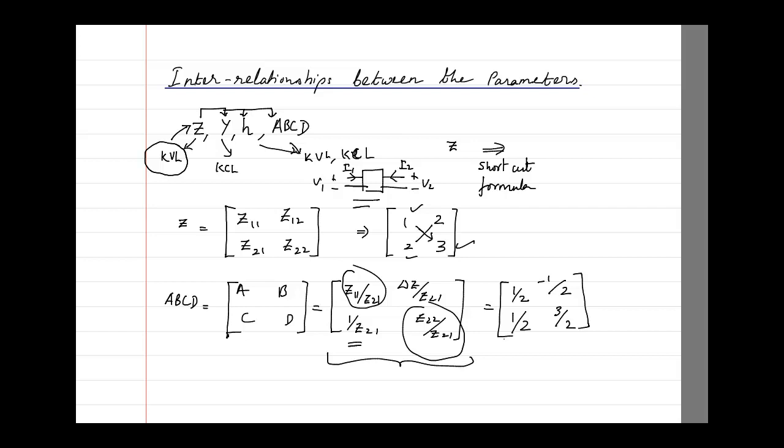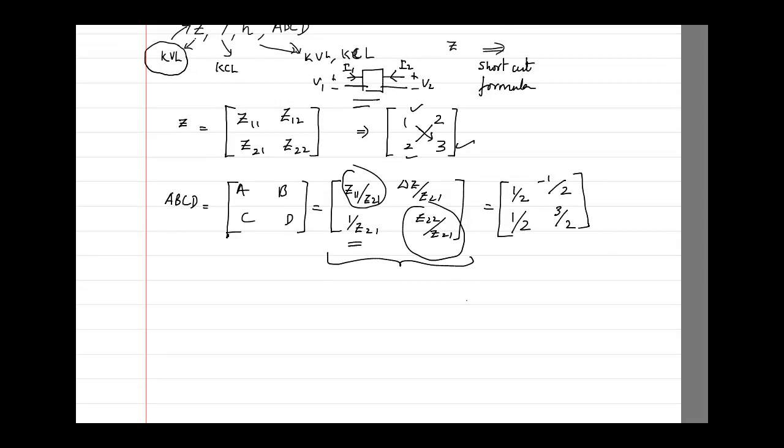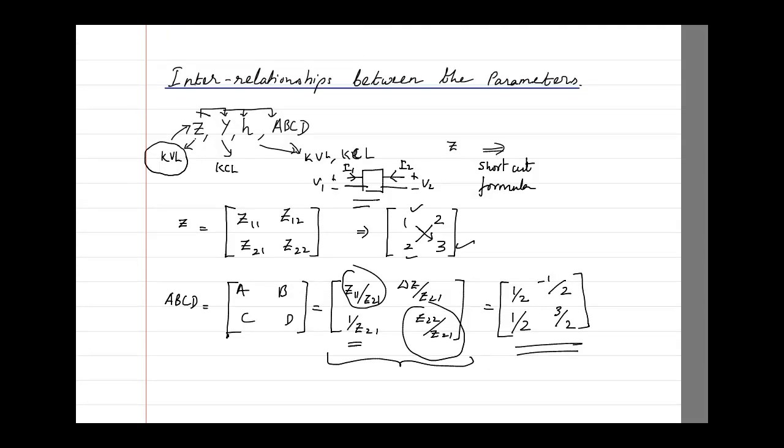So if we are able to find out all the formulas that relate A, B, C, D with respect to each other, then we will be very easily able to find out any parameter by just first finding out the Z parameter, and that is what we are doing in this particular section. So remember, we have to find out what is H parameter in terms of Z parameter, what is Y parameter in terms of Z parameter, what is ABCD parameter in terms of Z parameter. That is the equation that we have just now got here.